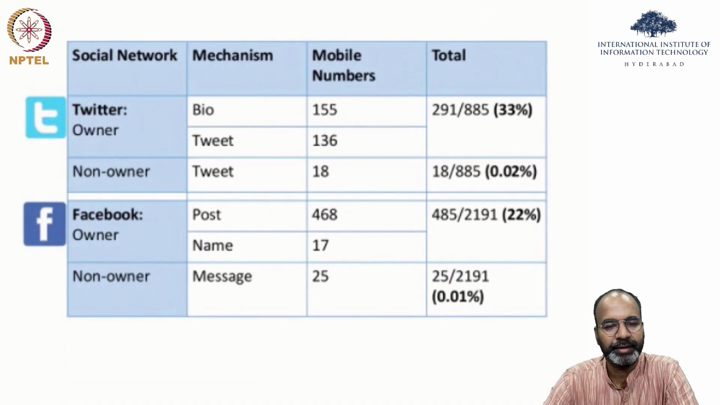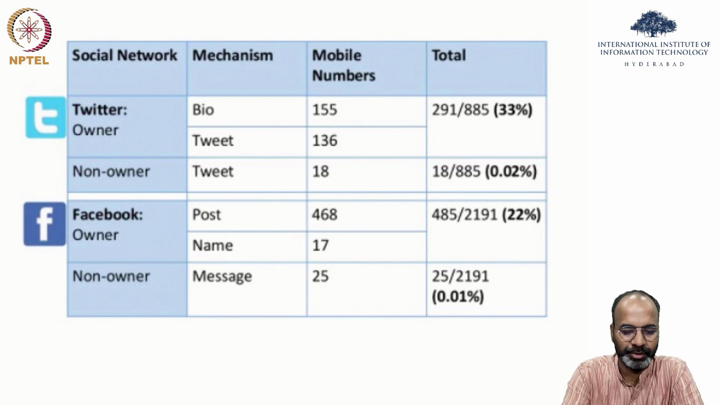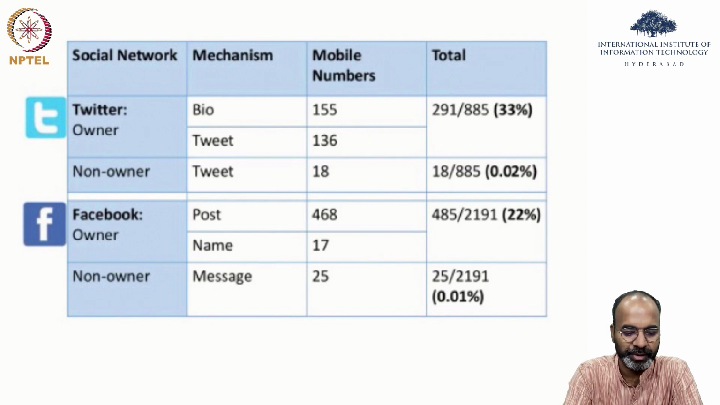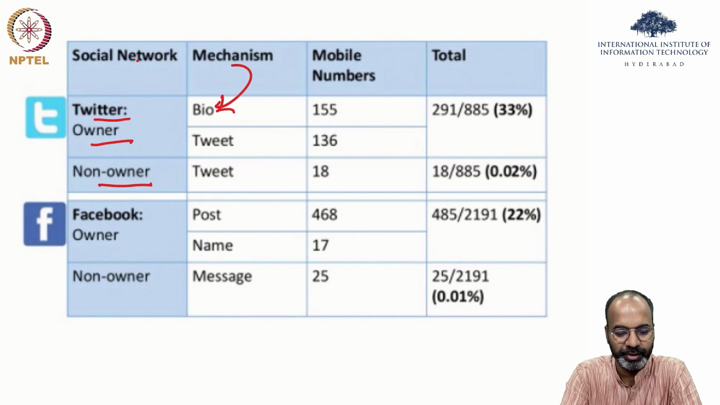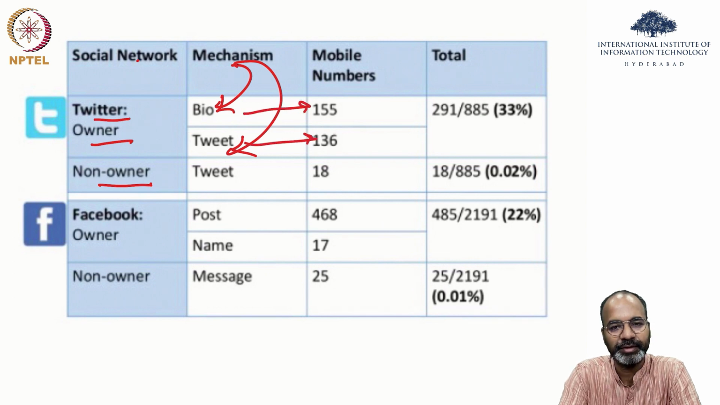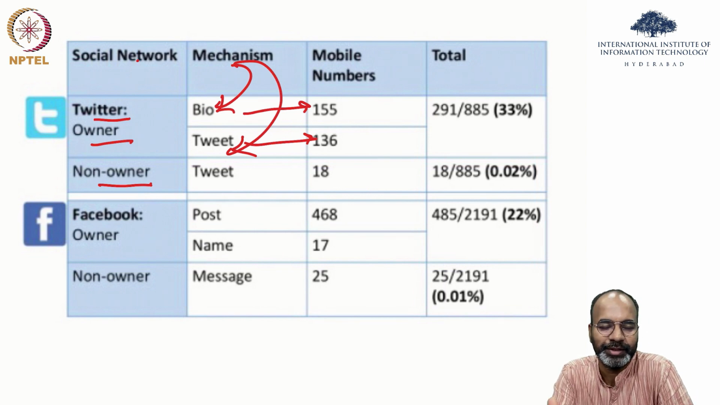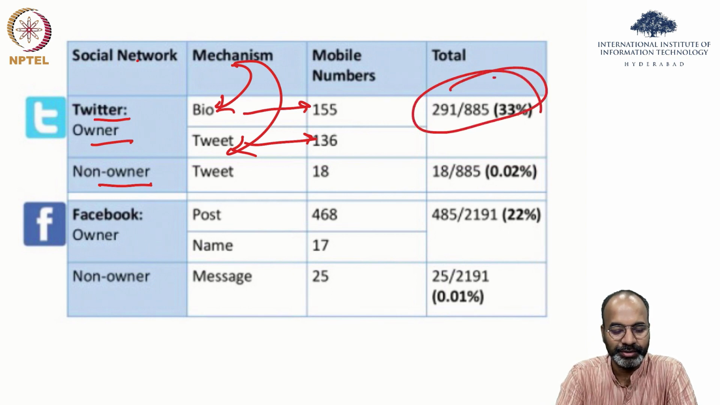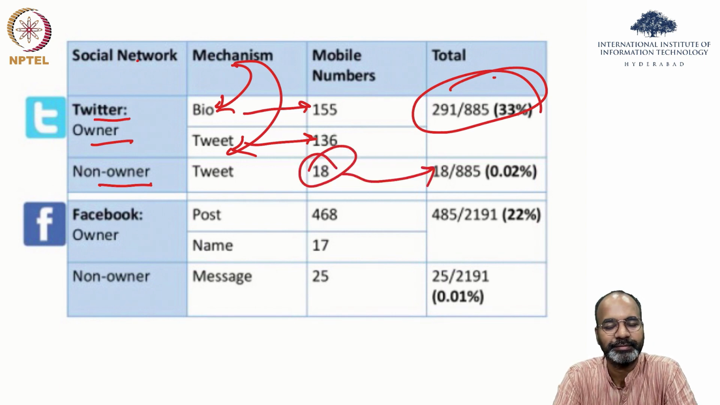What we found is that in Twitter, the total number of posts, you saw earlier, this 885 number, but here this table is social network, Twitter, owner, non-owner, mechanism, bio. It's coming from tweet. Bio says the number, tweet says the number. Therefore, they both should be the owner, because in my profile, I'm not going to put your number. Hopefully, that's not the case, right? That's what this 33% is. Non-owner, tweet has somebody else's number, which is 18 of the posts.